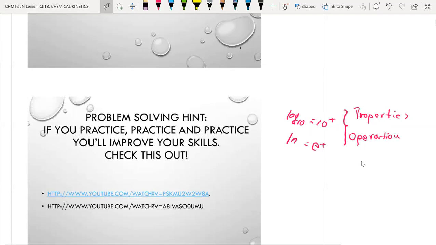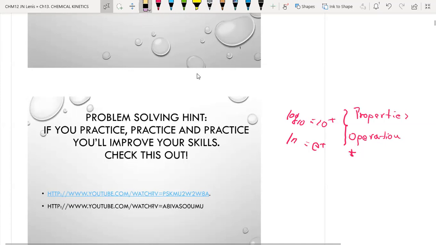How to operate logs. For example, we are going to use plus. This is not a T. It's a plus sign there. It's a plus.